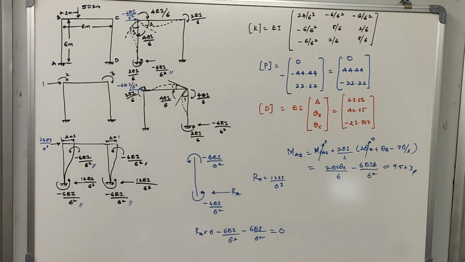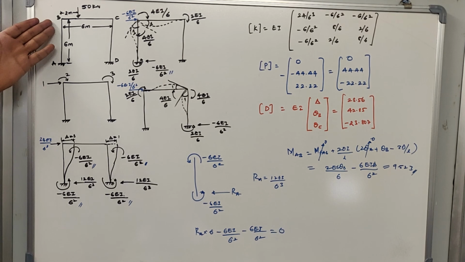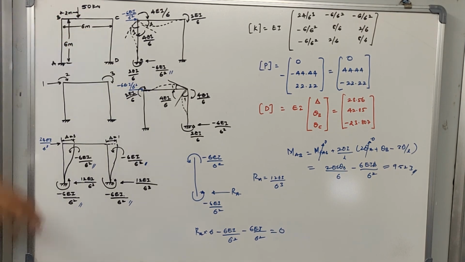You try to solve all the end moments, which are BA, BC, CB, CD and DC, and then you can comment in the comment section. If you find any difficulty in solving any of the steps, you can contact me. Thank you.